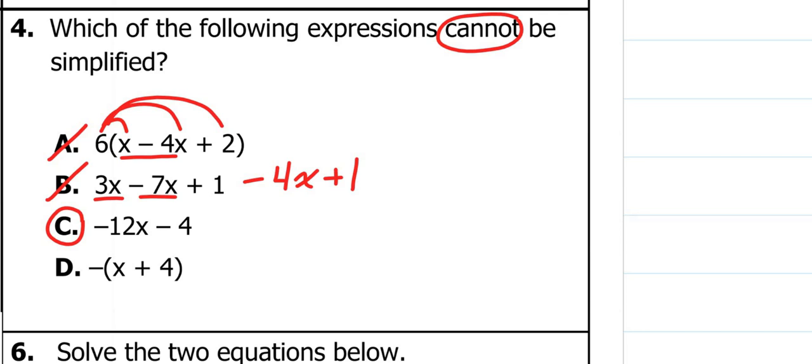Now for D, it's negative and then parentheses x plus 4. When there's something outside of the parentheses, I can always simplify it by multiplying whatever's outside the parentheses. So I can simplify D, and let's review how that would look. Negative times the x, negative times the 4 would give me negative x minus 4. It would change the sign of both of the terms inside of the parentheses. So it's not going to be choice D either. I can simplify choice D. So it's choice C. That's the only one that cannot be simplified. It is in simplest form. Okay, let's move on.